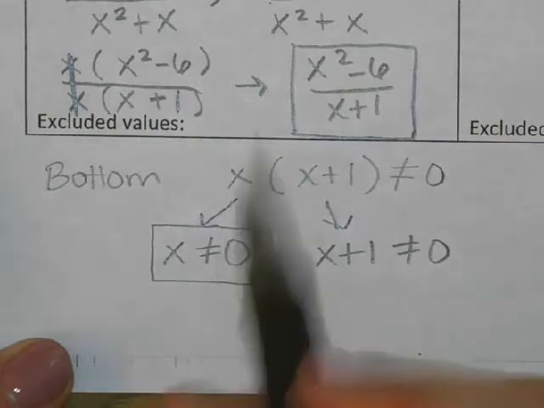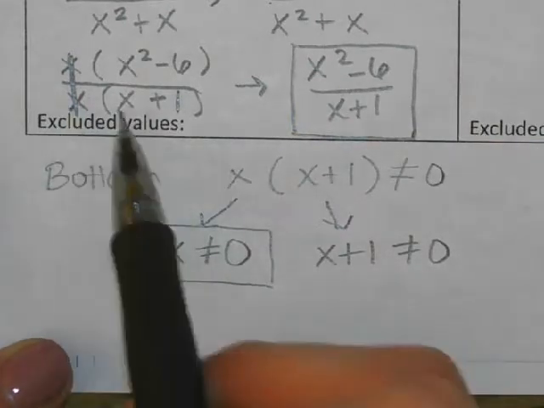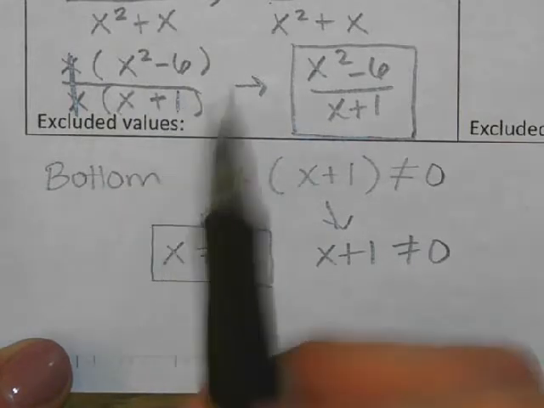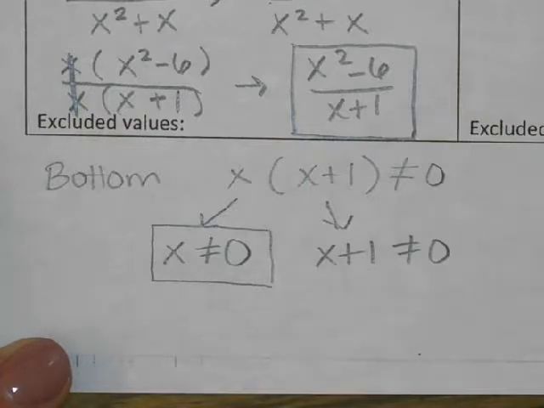I can't plug in a 0 because if I plug in 0, then I get 0 times 0 plus 1, and that zeroes out the whole bottom. And that would be a problem because then you'd be dividing by 0. You can't do that. Okay?